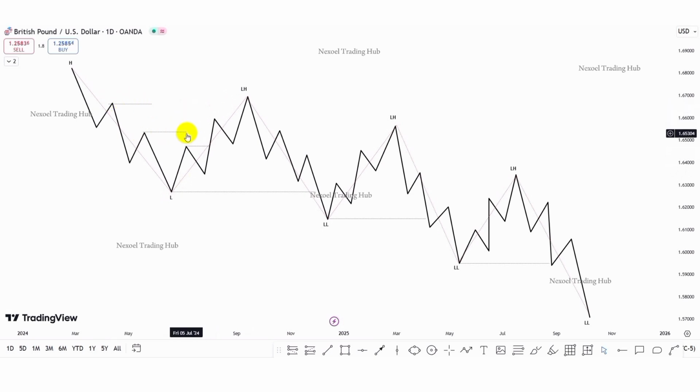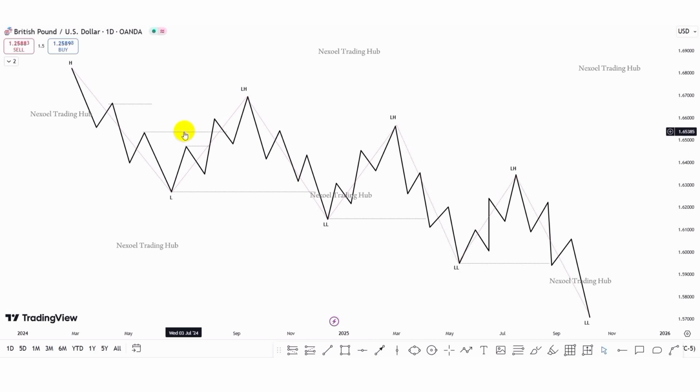Because why? This is the anticipation of retail traders. Let me push this outward like this. So what retail traders will anticipate is, since price gave us this pullback and fell, they will expect this to act as a resistance. Are we together?